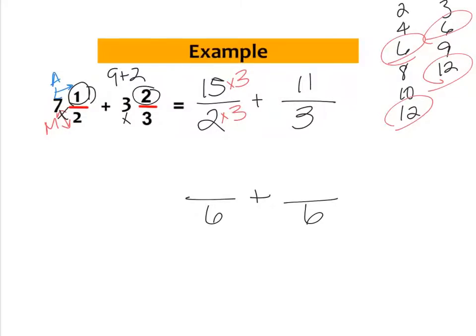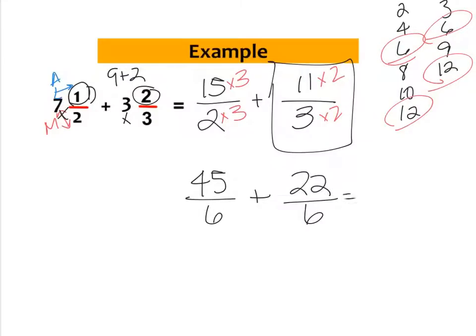15 times 3 gives me 45. Now I'm going to do the same thing to the fraction with the denominator of 3. How do I go from 3 to 6? Got to multiply it by 2. So I'm going to do the same thing to the top. 11 times 2 is 22. Now I can easily add them. I'm going to keep my denominator as 6. And then 45 plus 22 will give me 67. So my new fraction will be 67 over 6.